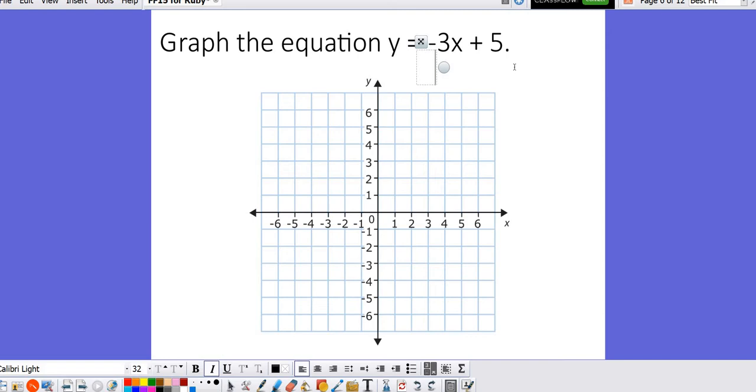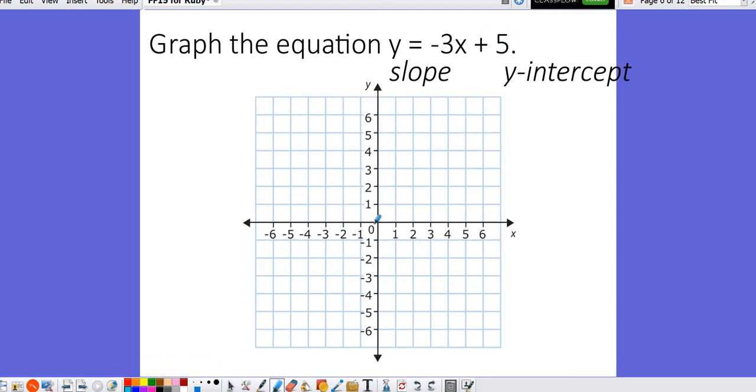Just know that this negative 3 right here is your slope. All right, I'm going to move that over so you know that that's what that is. And then I'm going to keep going, and that plus 5, remember that that's your y-intercept. Okay, so your slope goes with that negative 3, and the y-intercept goes with that plus 5. So let's grab our highlighter, and we're going to plot that plus 5. So we're going to go straight up the y-axis. 1, 2, 3, 4, 5, and we're going to put a point right there.